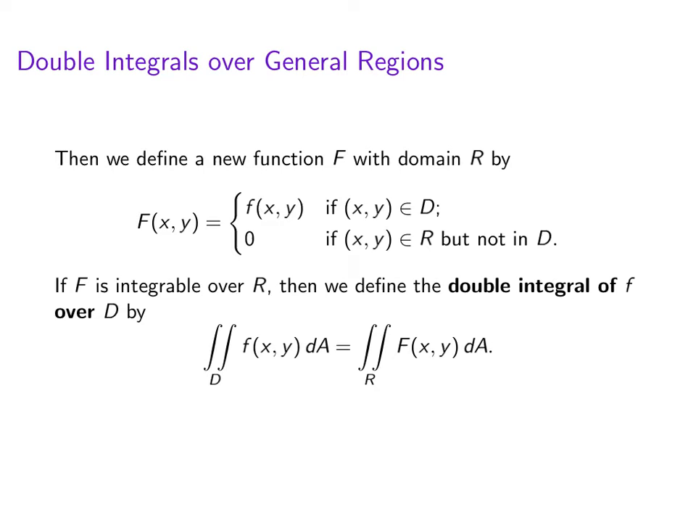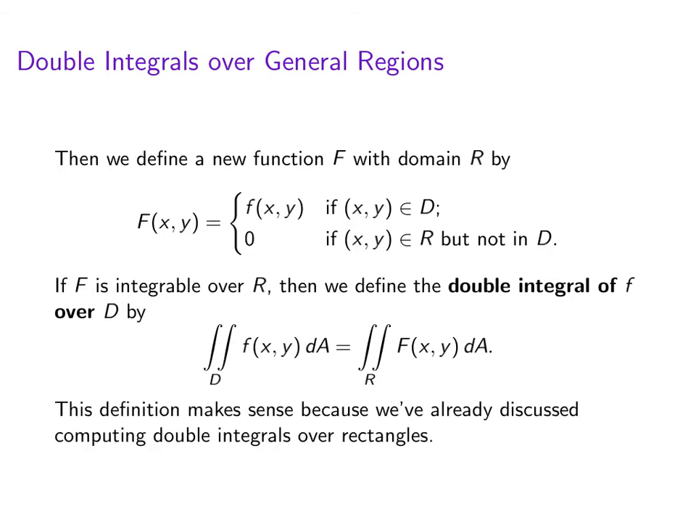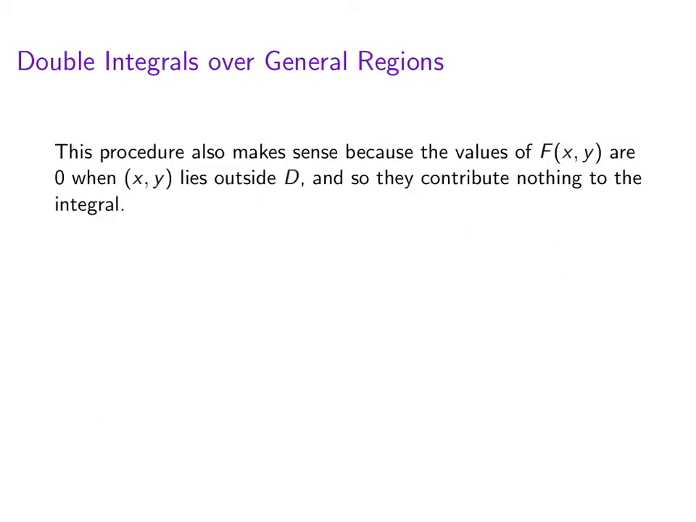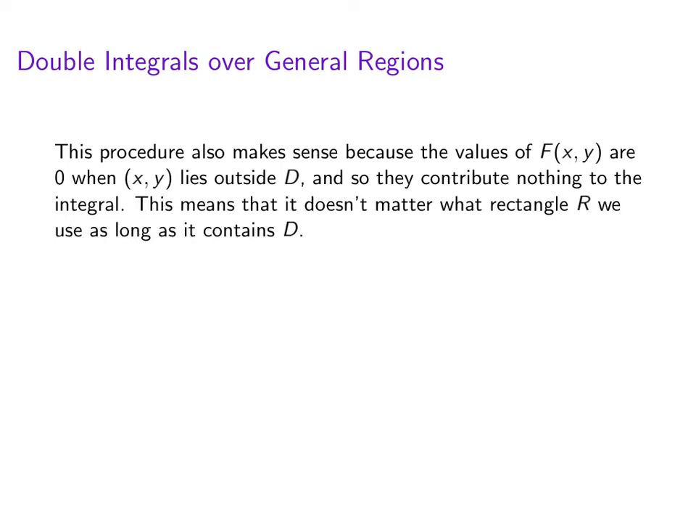So we change the region of integration to a rectangle, and we change it to this piecewise defined function, capital F. Now this definition should make sense because we've already talked about computing double integrals over rectangles. This procedure also makes sense because the values of big F are 0 when (x,y) is outside of D. So that means they're going to contribute nothing to the integral. So it doesn't really matter what rectangle we use as long as it contains D.